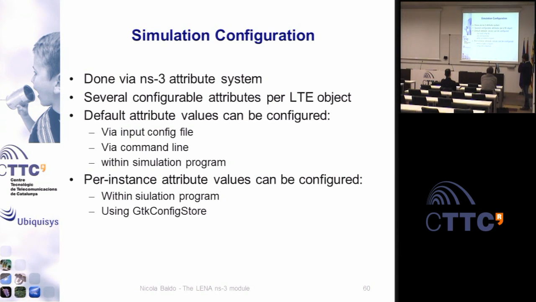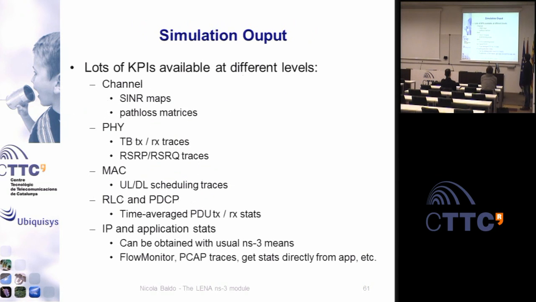From simulation output, we have different KPIs that are available at different levels. Going over the list from a bottom-up approach, we have channel KPIs in the form of SINR maps. Somebody calls them radio environment maps. And we can also output path loss matrices from the simulation.